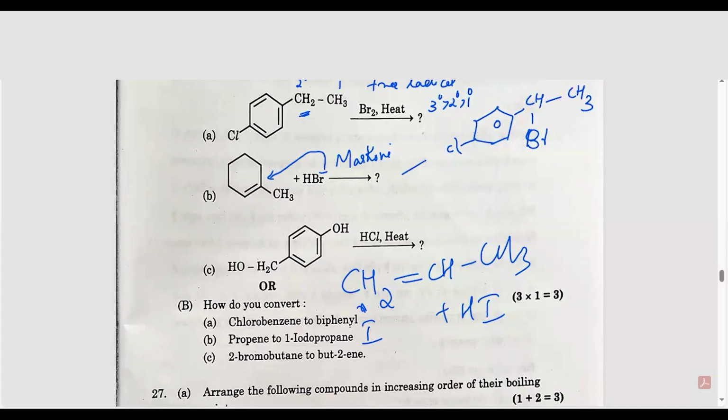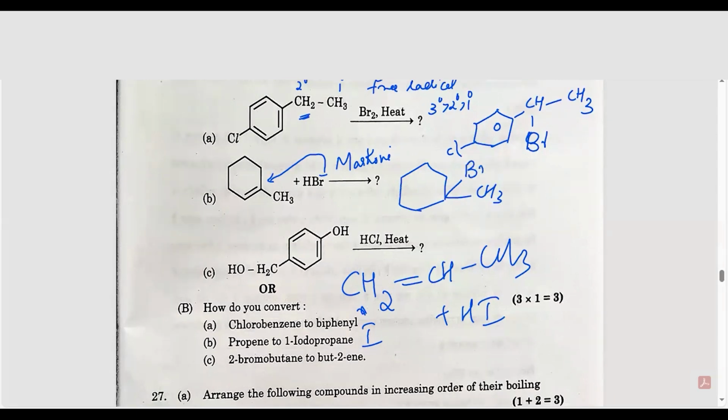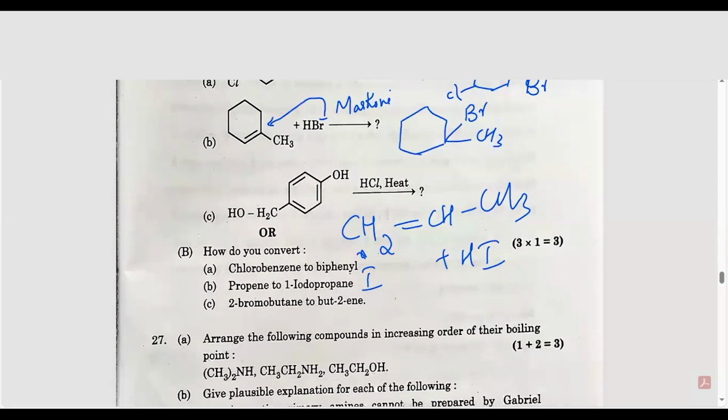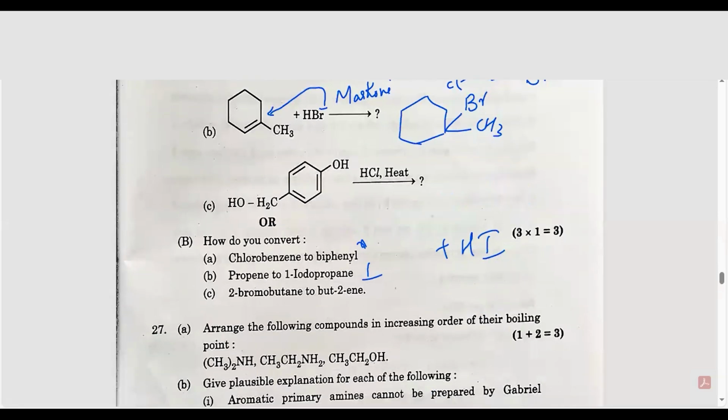So we will be getting the product as CH3Cl. Not Cl, Br, right? So here bromine, Br. Okay. Next question: HCl in the presence of heat.